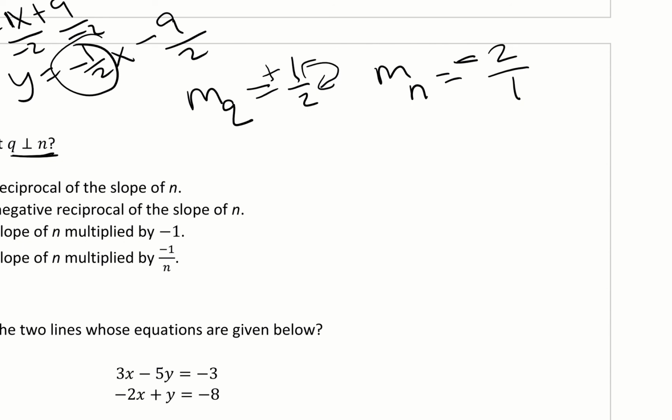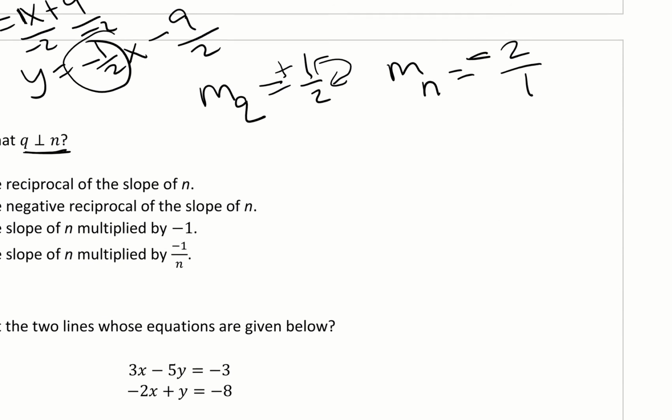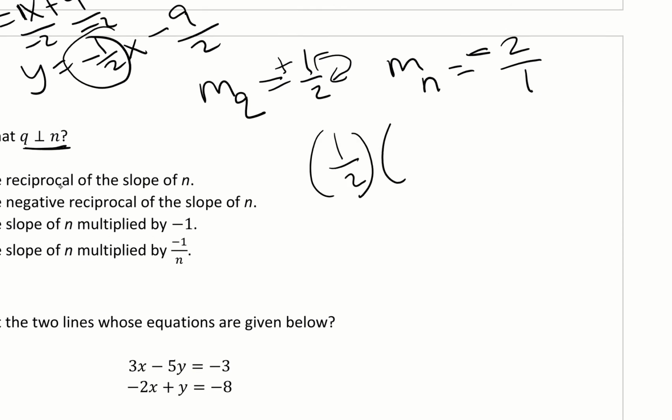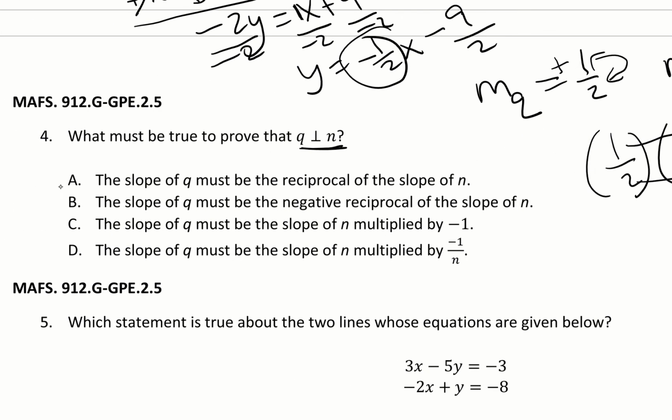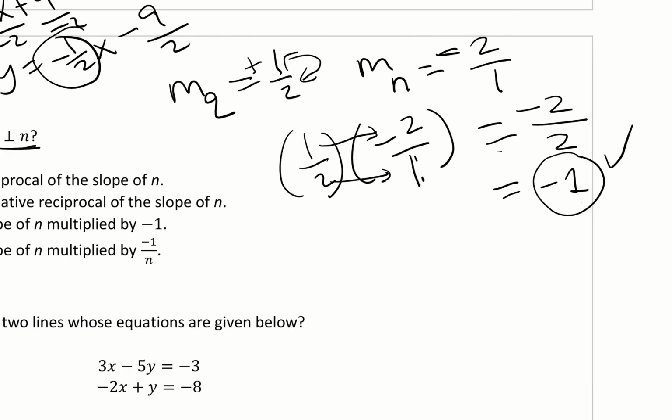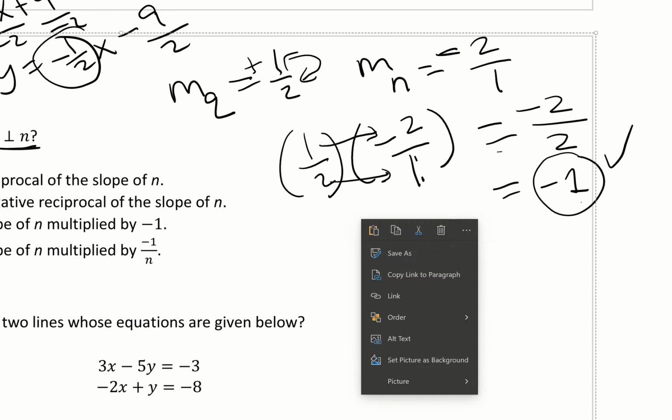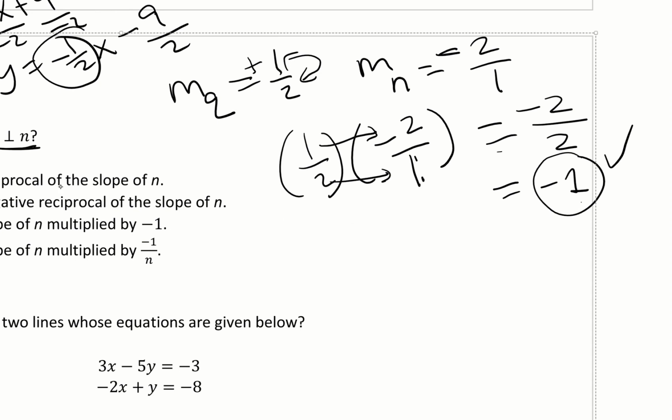Now, how do I prove that they're perpendicular? Well, if I multiply the slopes together, then notice I get 1 times -2 is -2. 2 times 1 is 2. -2 divided by 2 is -1. So notice that I always get -1 when I multiply 2 slopes that are perpendicular. So in order to prove it, we would say, well, the slope of Q, when we multiply them, we get -1, or you can think of it as what we just did. If you flip it, then you change the sign, then that's going to be perpendicular.